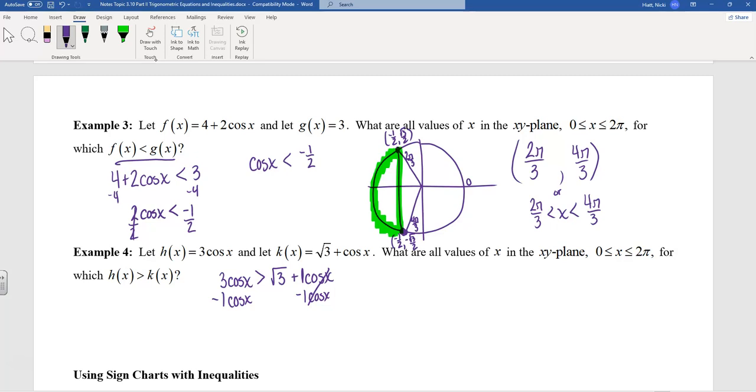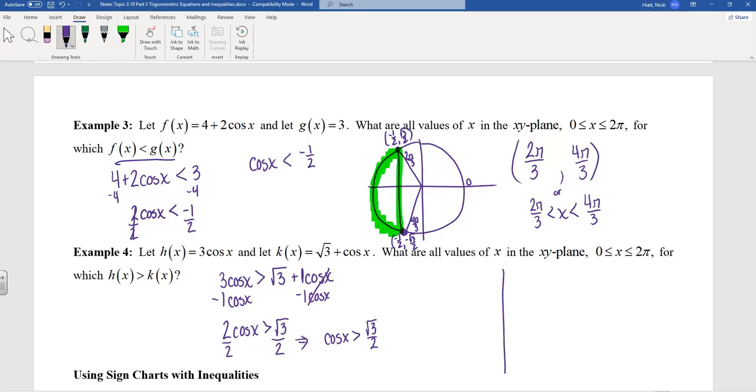What do I get when I do 3 cosine x minus 1 cosine x? 2 cosine x. There. And then I need to do one more thing. What should I do? Divide by 2. So I'm getting that cosine of x is greater than square root of 3 over 2.